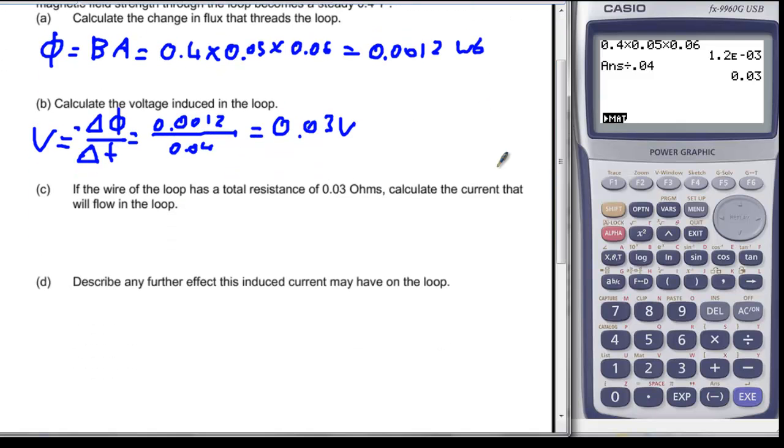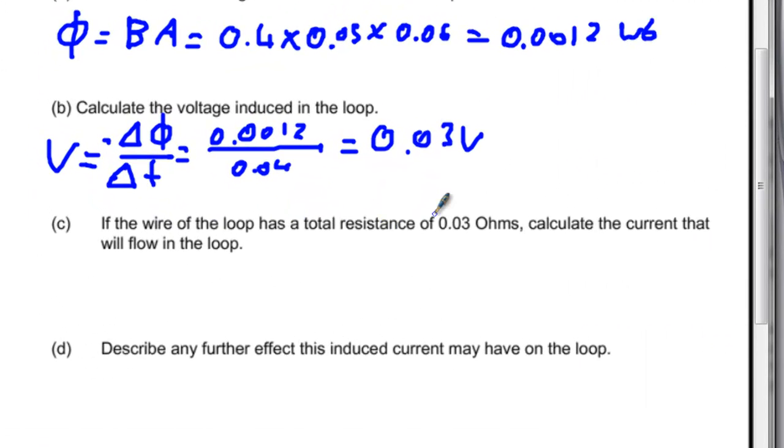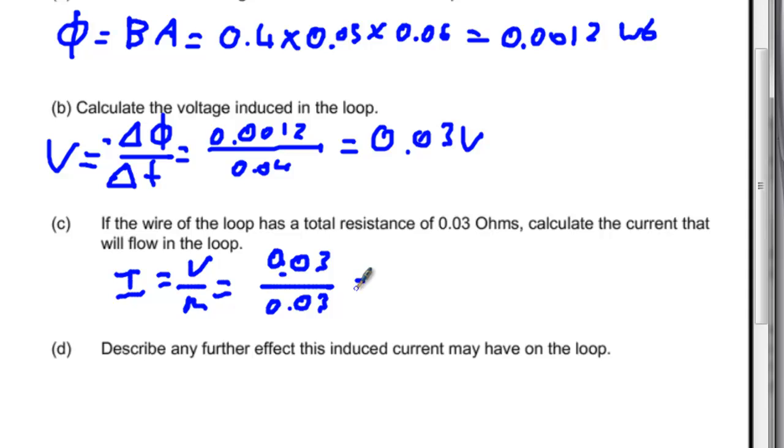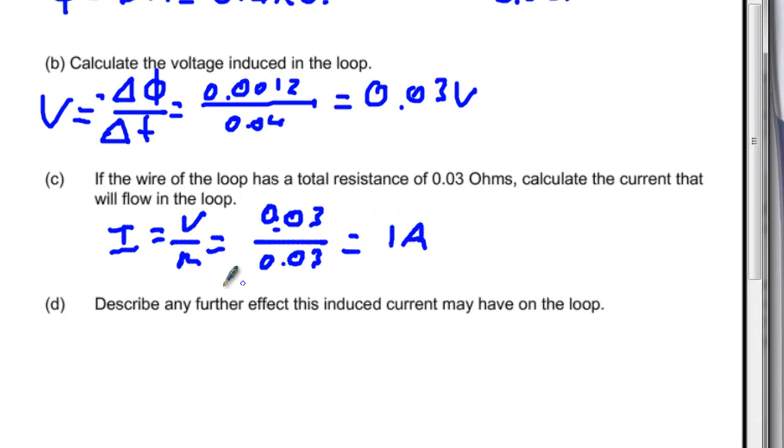Okay, coming down to question C. If the wire of the loop has a total resistance of 0.03 ohms, calculate the current that will flow. That's simply Ohm's law. I equals V divided by R, the voltage divided by the resistance. The induced voltage is 0.03 volts. The resistance is also 0.03. This gives us a current of 1 ampere.